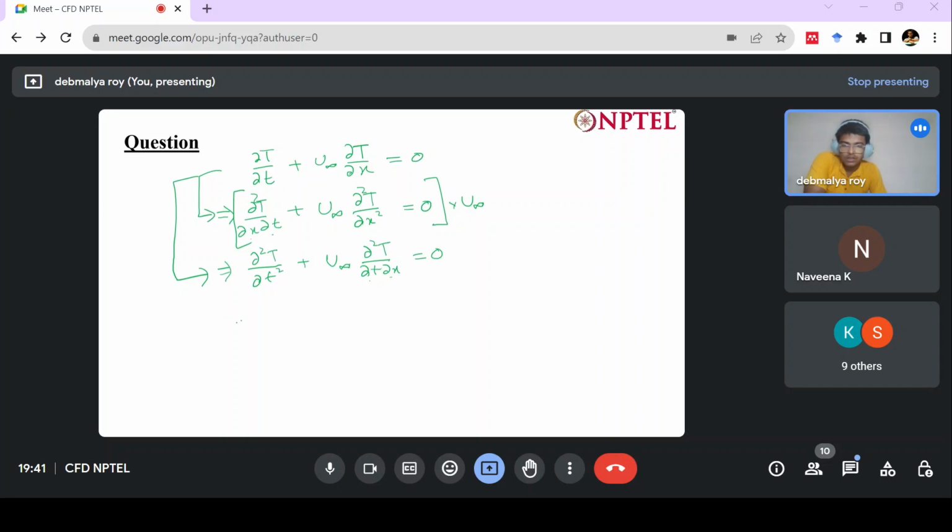So what does that give us? That gives us minus u infinity square, because we have multiplied another u infinity. This is equal to. Okay. Now we have converted this into a second order PDE.